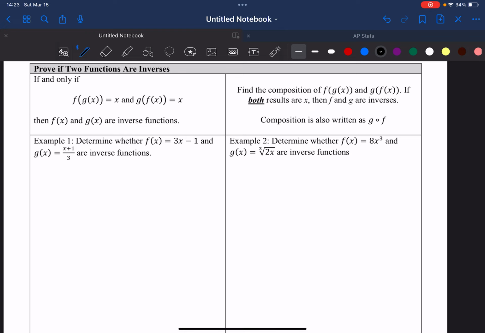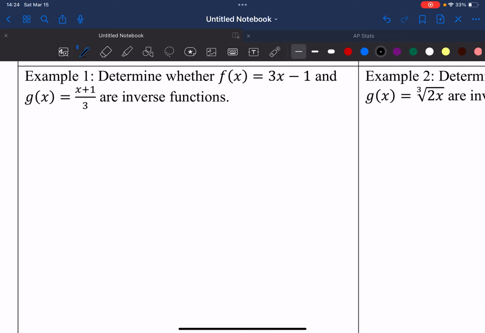This next part says prove if the two functions are inverses. We know they're inverses if and only if f of g of x equals x and g of f of x equals x. Then f of x and g of x are inverses. So we have to find the compositions of both f of g of x and g of f of x. If they both are equal to x, then we found the inverses. So let's look at example 1. So remember, our goal is to do both. So we have to find f of g of x and g of f of x. And our goal is to see if they both equal x.